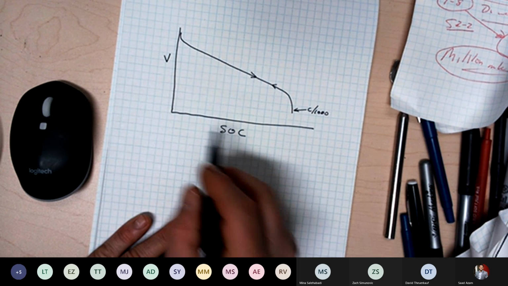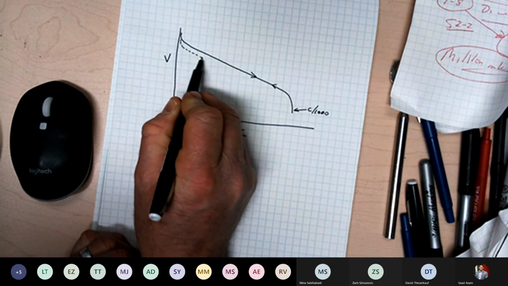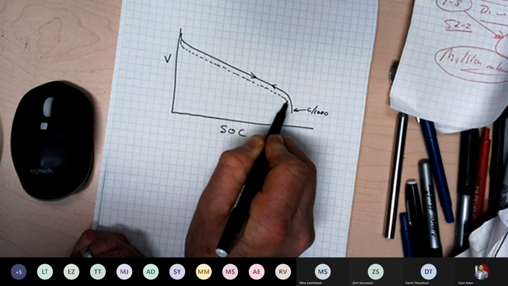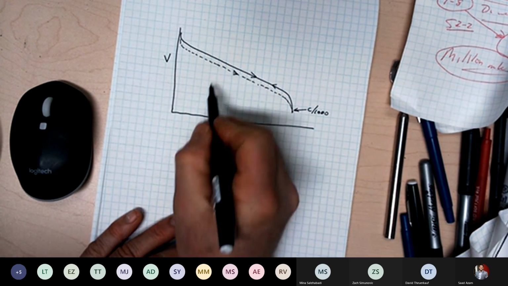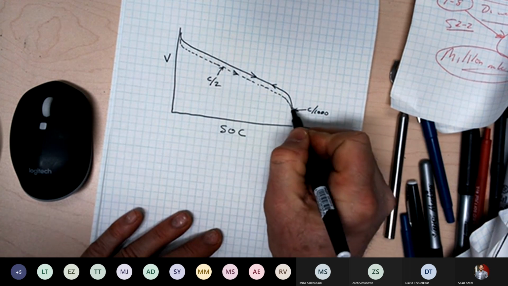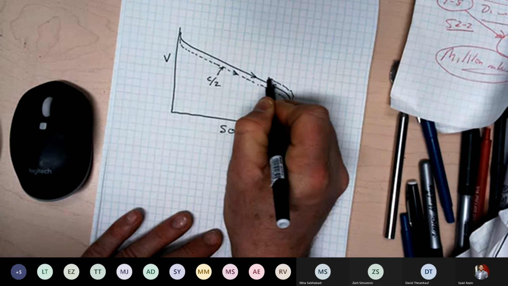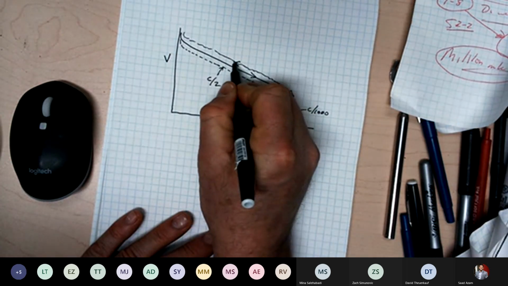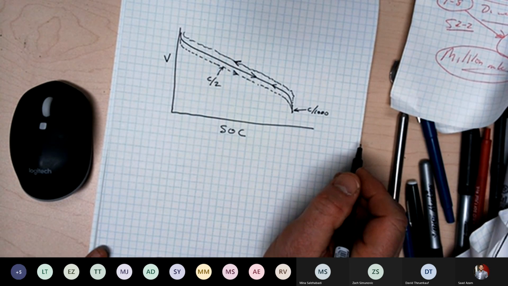But if you measure this thing at a higher current, what you'll learn is the voltage during discharge shifts down a bit. So maybe this is C/2 or something. And the voltage during charge shifts up a bit.